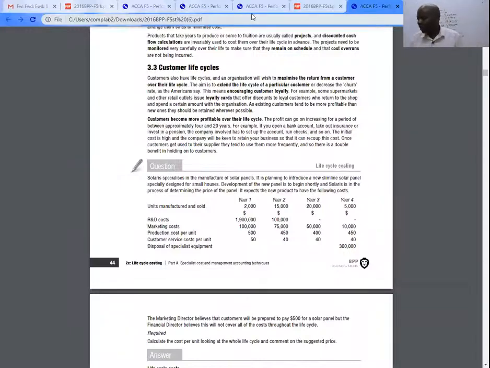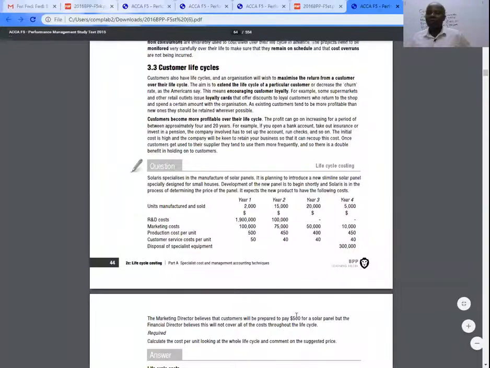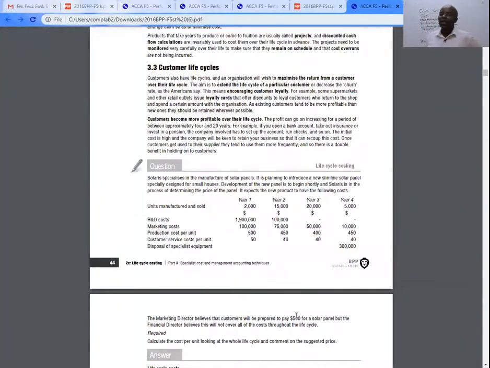Remember, you are required to make a comment. The marketing director was very wrong because the marketing director is proposing that we accept a selling price of 500. This selling price of 500 will not be able to meet the cost per unit. We will make losses. So the person who is correct here is the finance director, who believes that 500 can't cover all the costs throughout the life cycle.